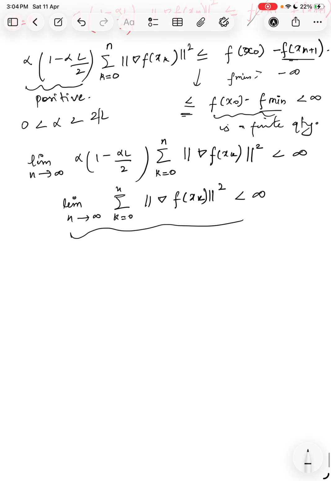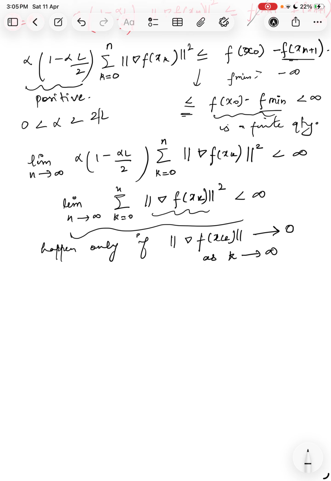And this thing can happen only if the norm of del f at xk goes to 0, right? So this limit will be valid only if this norm of del f at xk goes to 0, which means that we have proved our theorem that as k goes to infinity, this term should go to 0. The limiting value of this term at k equals to infinity should be 0. So hence we have proved our theorem.